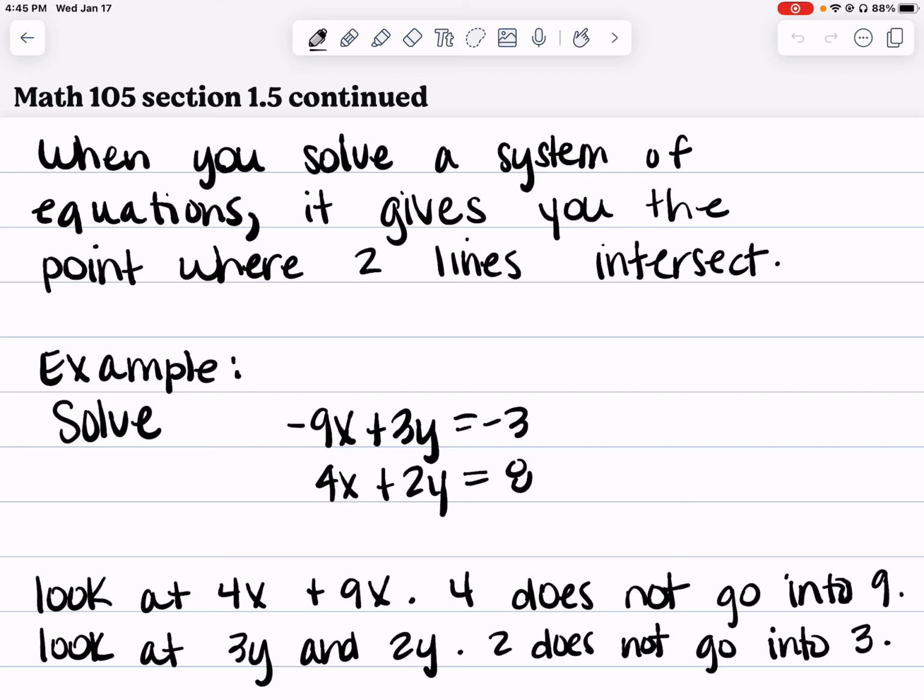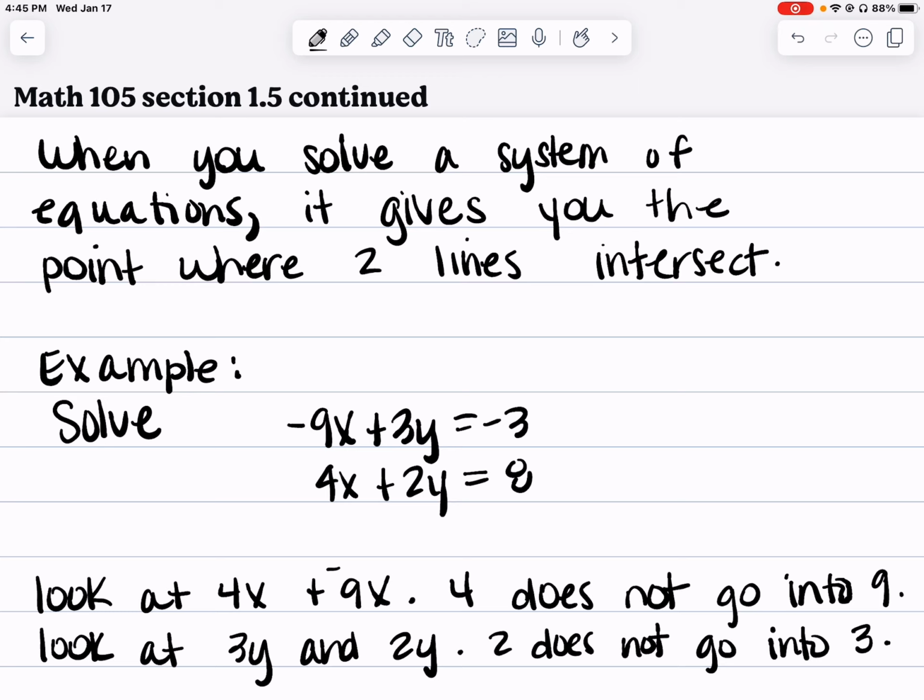Look at 4x and the negative 9x. 4 does not go into 9. Okay, 4 is your smaller number. It doesn't go into 9. Look at the 3y and the 2y. 2 is the smaller number. 2 doesn't go into 3. That means we're going to have to multiply both equations by something.